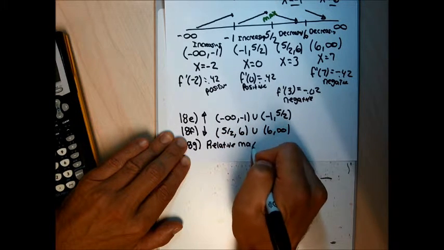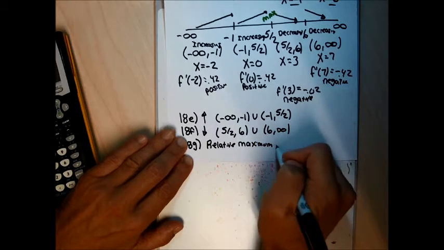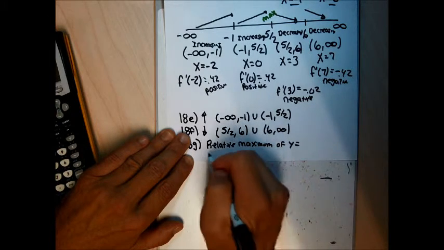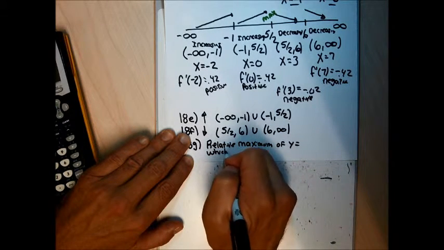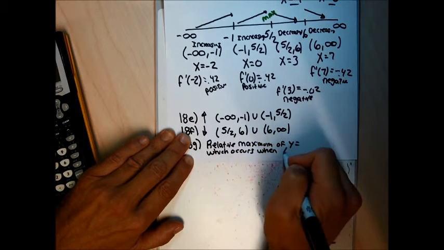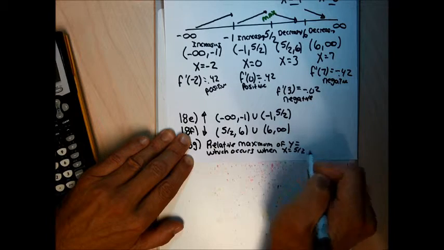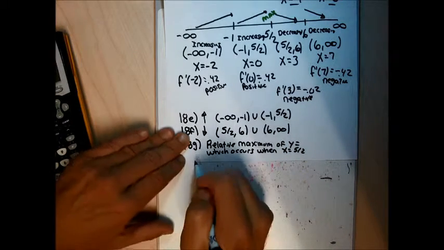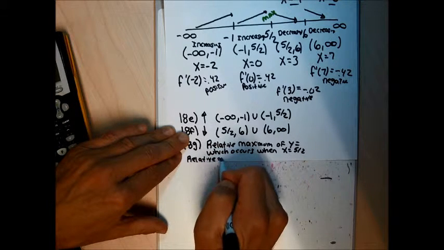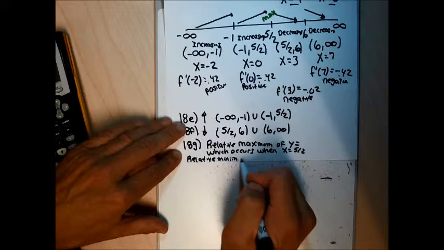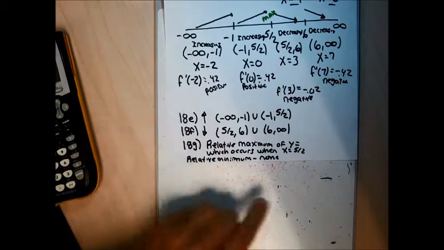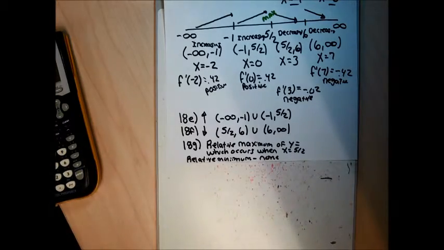maximum of y equal to some number, which I need to figure out, which occurs when x equal to 5/2. And then I also can say for the relative minimum that there's none. So I almost have all of E, F, and G answered. The only thing that I don't have answered is the y coordinate of the maximum point.